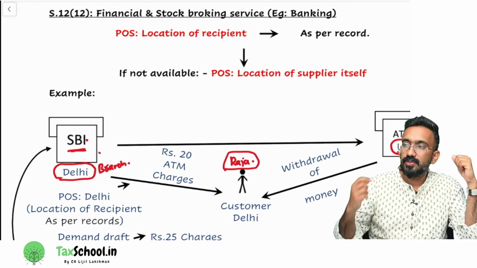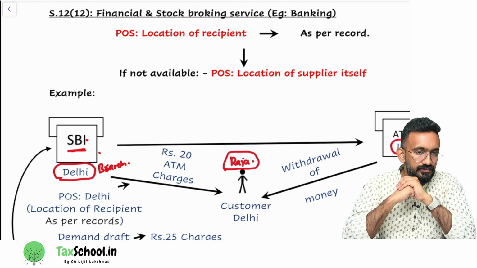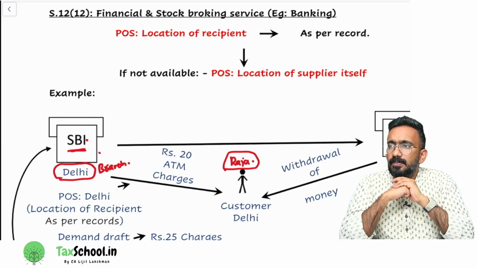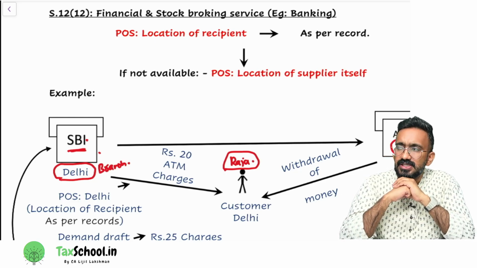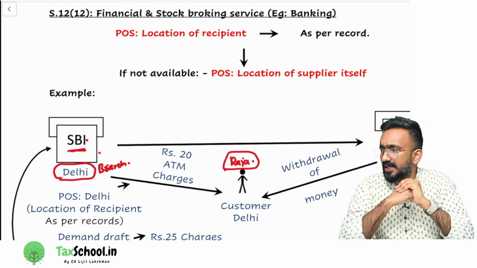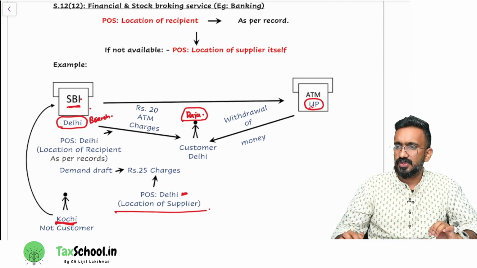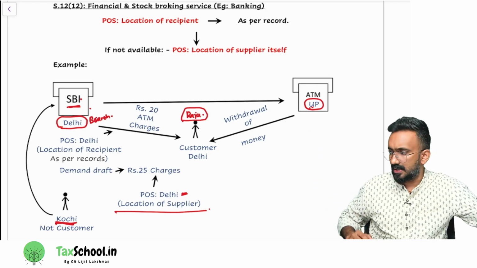Section 12 subsection 12 talks about financial and stock broking service. Place of supply would be the location of the recipient as per the record. If not available, it will be the location of the supplier itself. The tricky wordings that they have given. I've given an example here itself so that we can discuss this example and understand this in full.